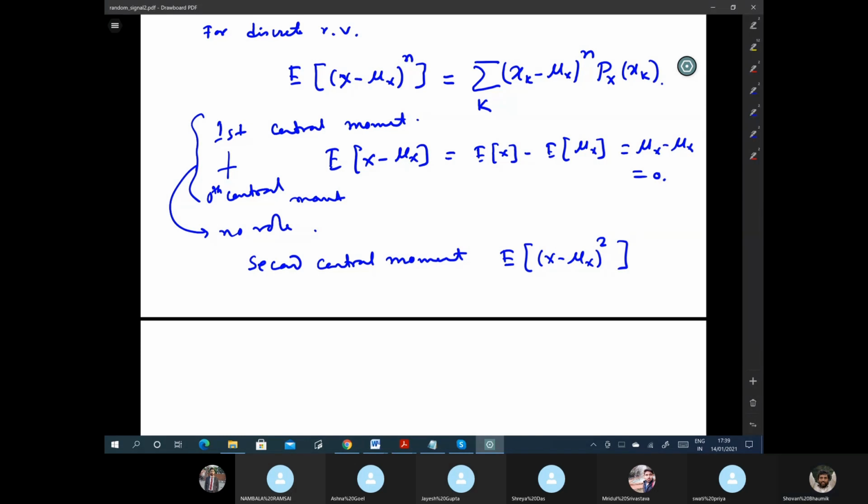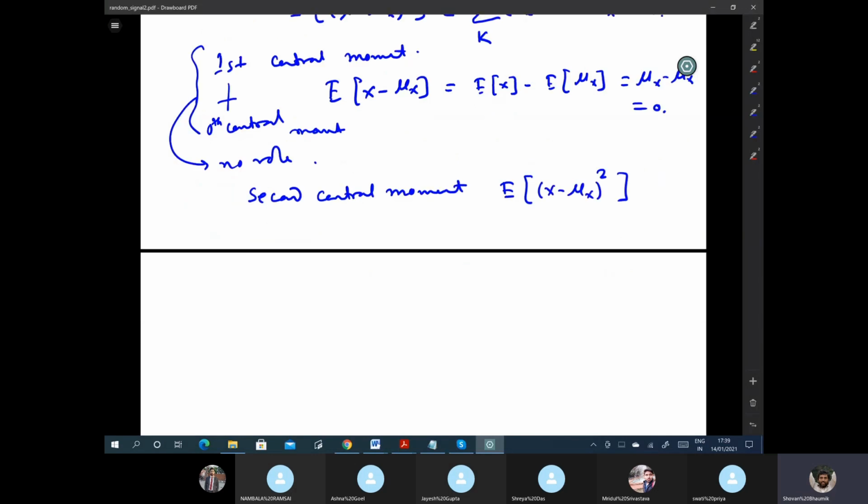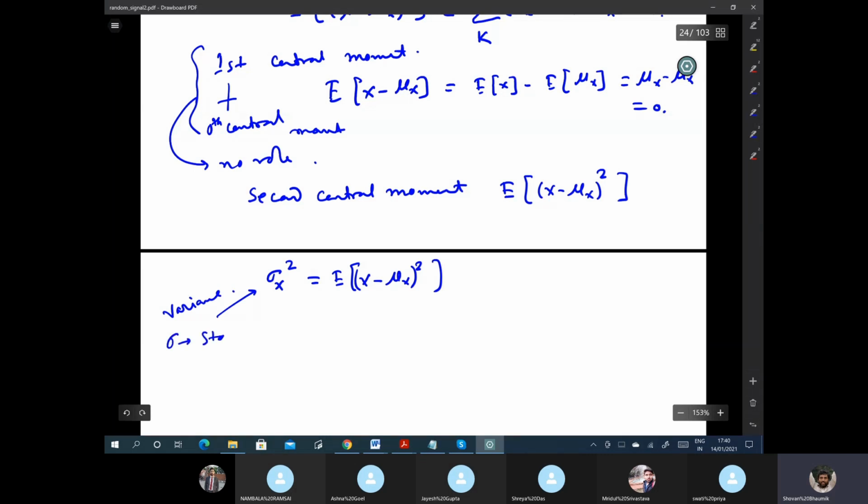So this second central moment we call the variance. Sigma x square is the variance. This will be equal to E of (x minus mu x) square. So this is called the variance, and sigma is called the standard deviation.